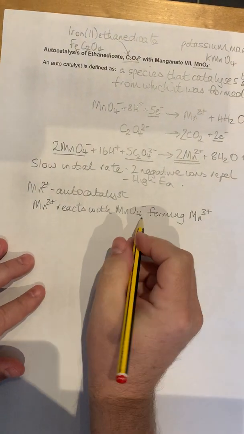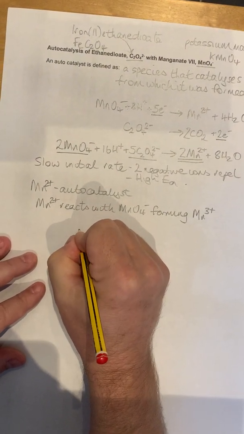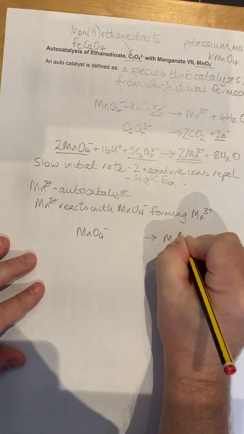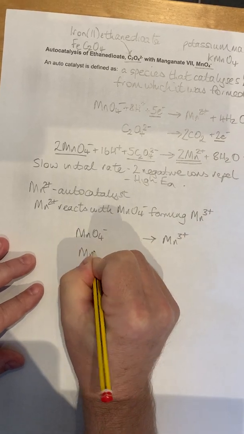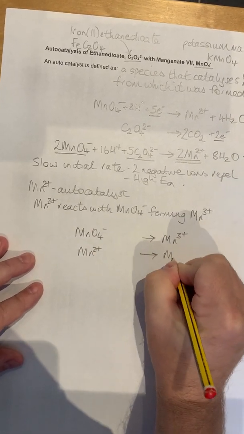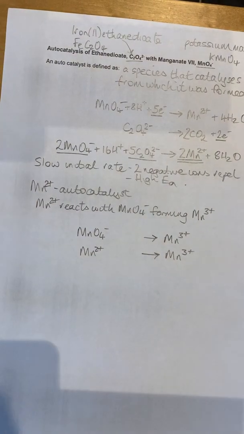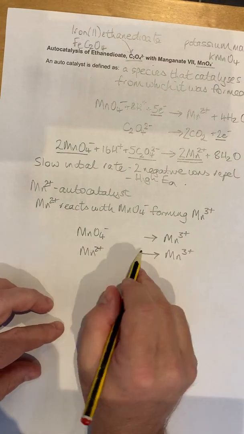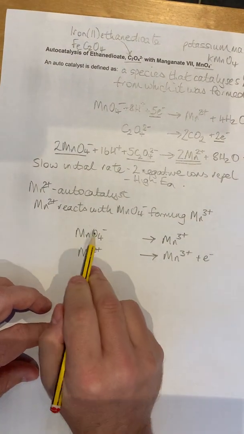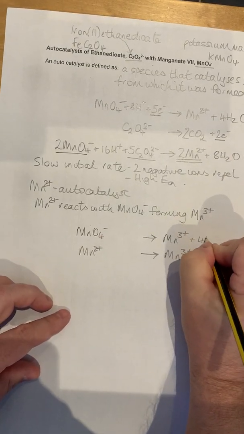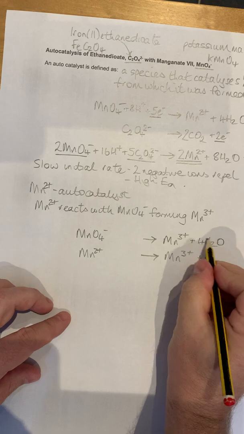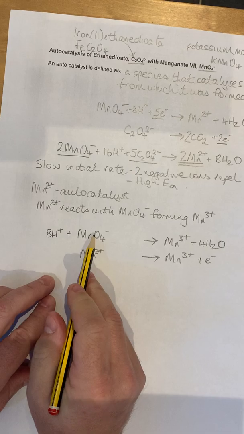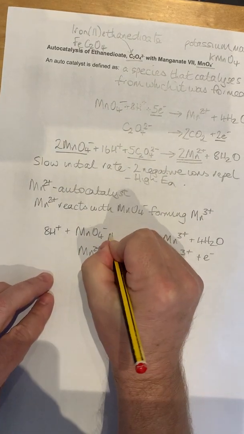So what we now need to do is a half equation for MnO4- converting into Mn3+, and Mn2+ converting into Mn3+. So all of the manganese gets converted into Mn3+. So this one's easy. We just need one electron on the bottom there. This one, 4 oxygens, 4 waters, 8 hydrogens, 8 H+. This side is +7 at the moment. That is +3, so we need 4 electrons here.